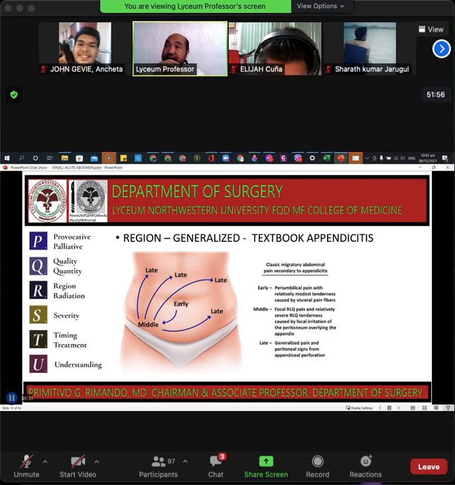And then in a few more hours, this appendix now touches the peritoneum near it. So there's bacterial translocation because of the inflammation, and the peritoneum near this appendix also starts to get inflamed. So this is the time that your patient will tell you, now, doc, the pain has transferred to my right lower quadrant. So from the umbilical area, it starts to go down.